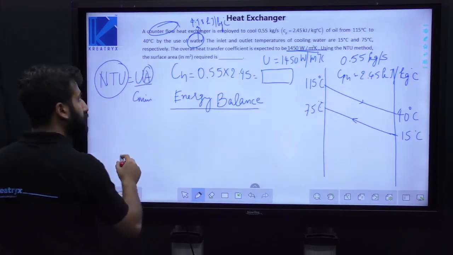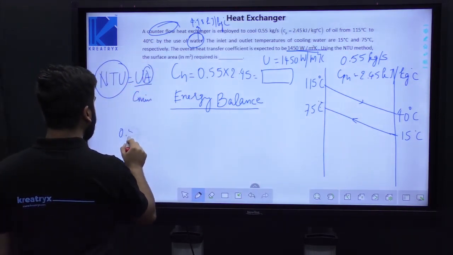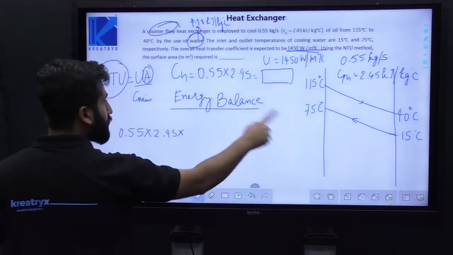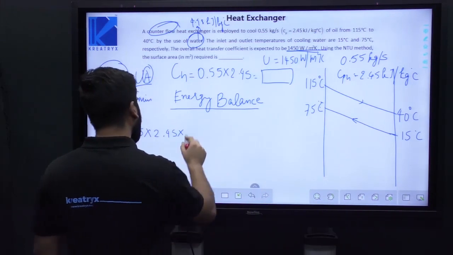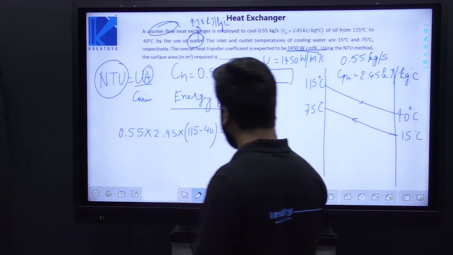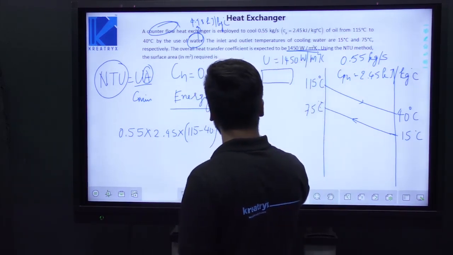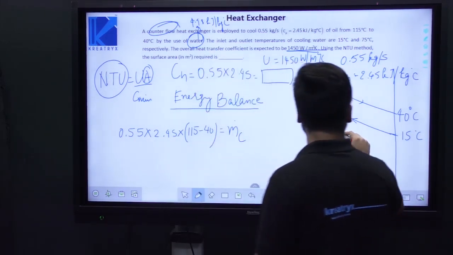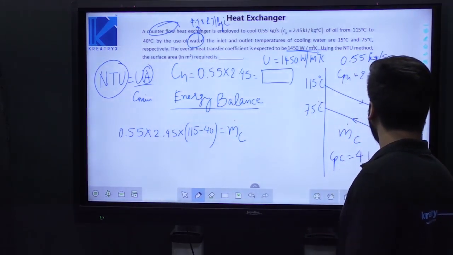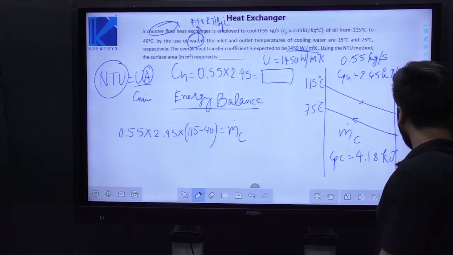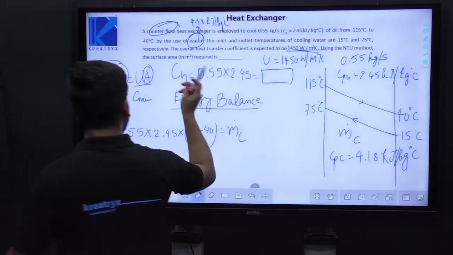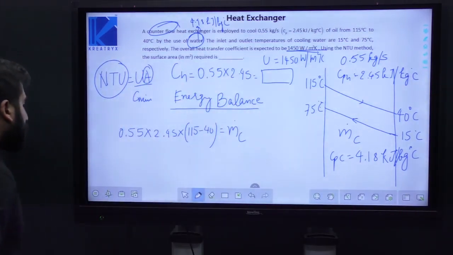Apply energy balance now. So this will be 0.55 into 2.45 into the temperature change of the hot fluid, that is 115 minus 40. And this one is m dot of the cold fluid, let it be m dot c, and CPC. CPC is 4.18 kilojoule per kilogram degree Celsius, because this is given in degree Celsius. So m dot c is this.